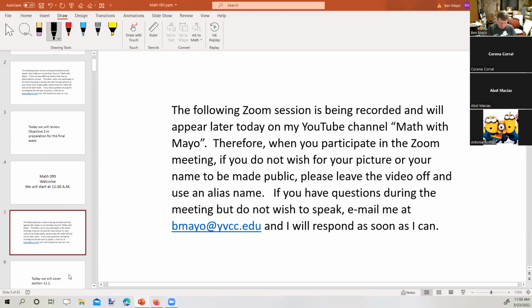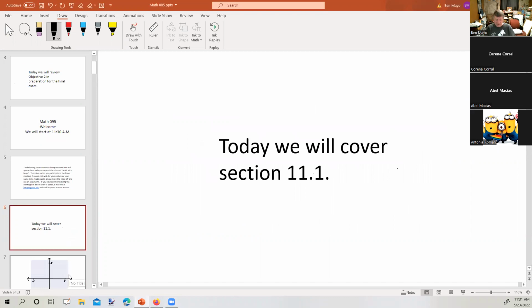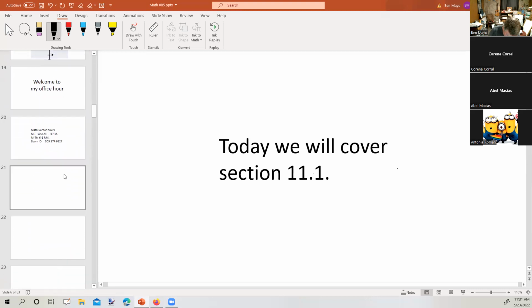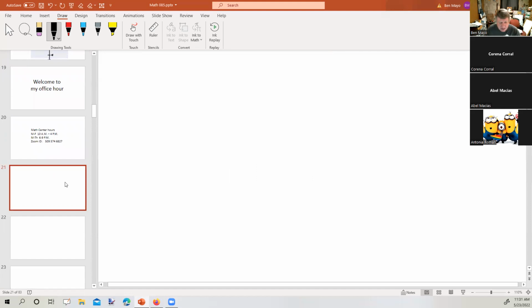Okay, so today we're going to start the last chapter, Chapter 11, and we're going to look at section 11.1. So here we go. Let's say we had the following function, f of x equals 2x plus 3. And we also had another function, g of x equals x minus 7. All right. Let's review how you go about evaluating functions.